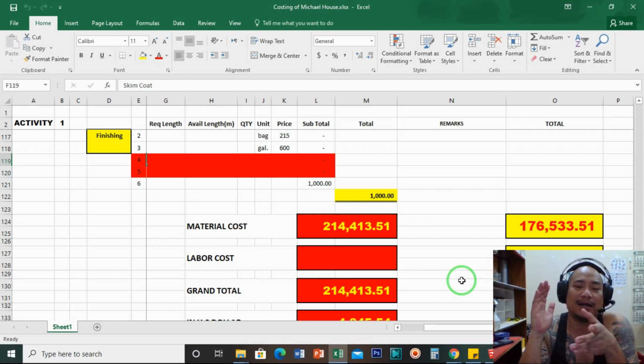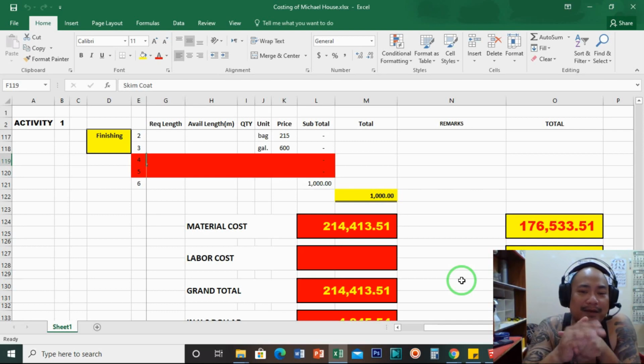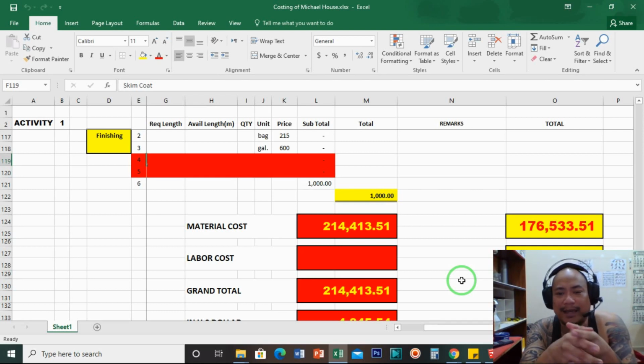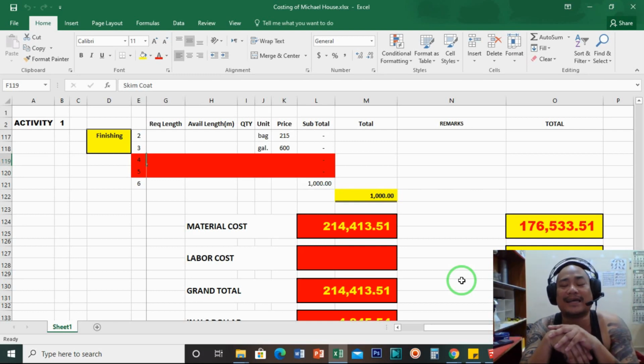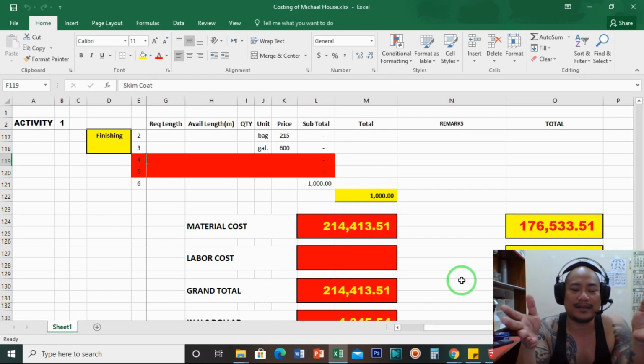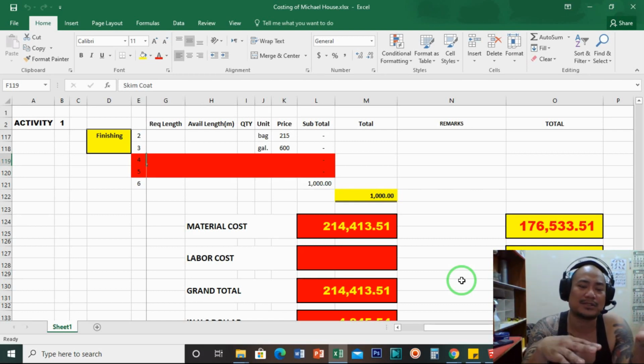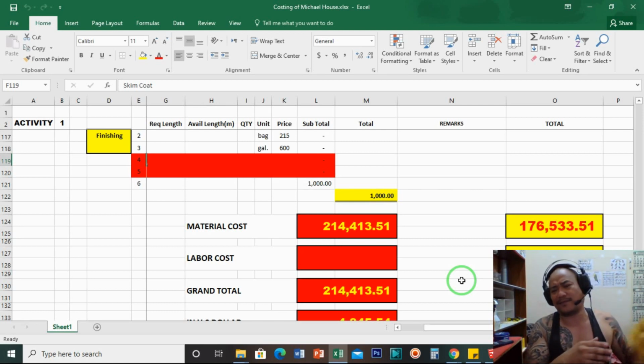Included are the brothers of my friend, his father, his relatives. So this is what we call in our place the bayanihan system. So the material cost will be definitely free. The labor cost will be definitely free.